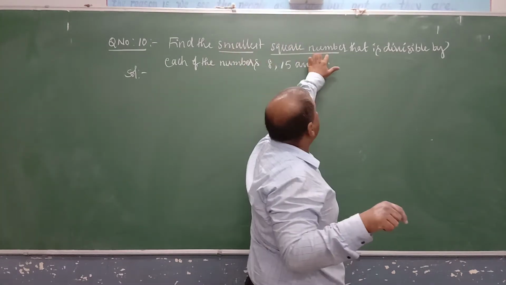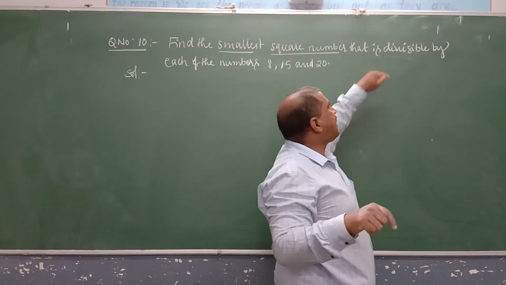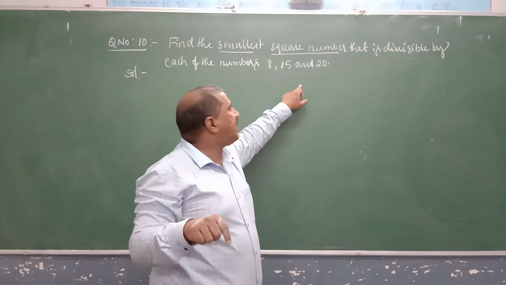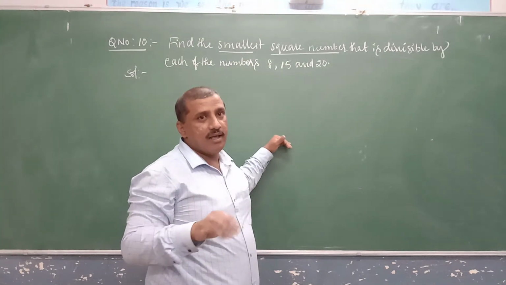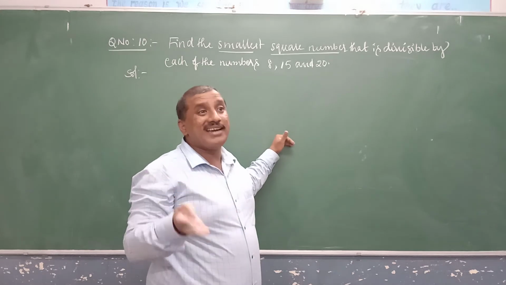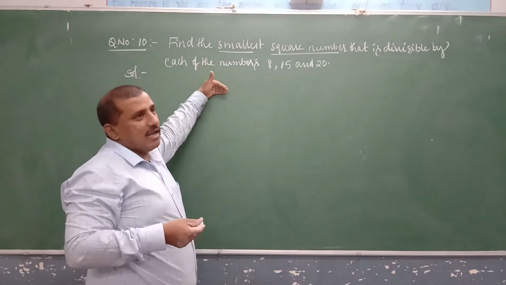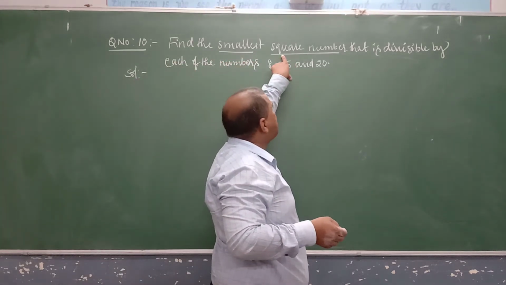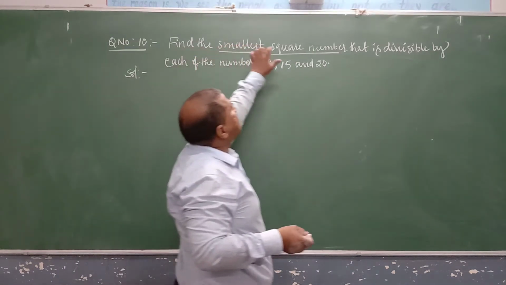Find the smallest number or least number or greatest number that is divisible by each of the numbers 8, 15 and 20. You have come across two types of sums in 6th standard. Least number as well as greatest number. Now here this is also similar to that sum only, but we have to find that number, smallest number. It should be a square number. Find the smallest square number.